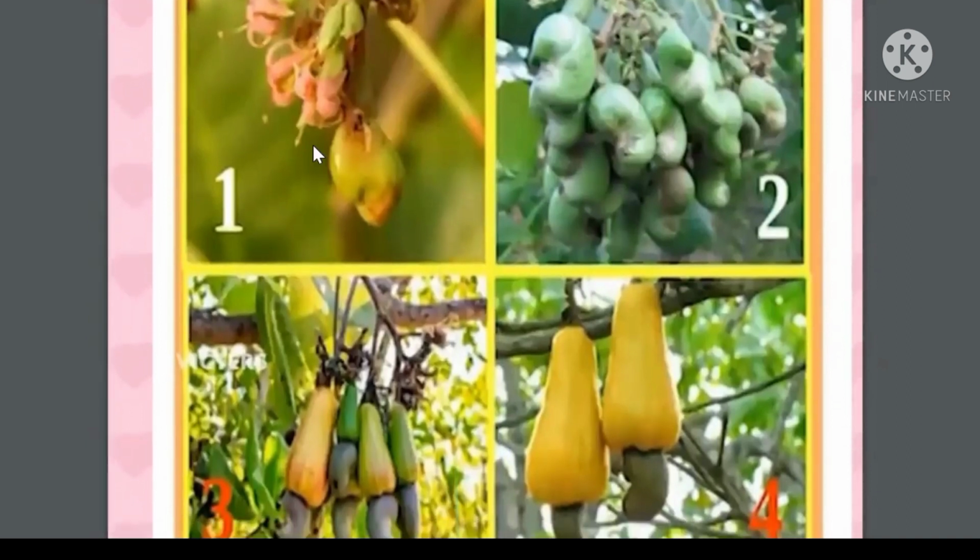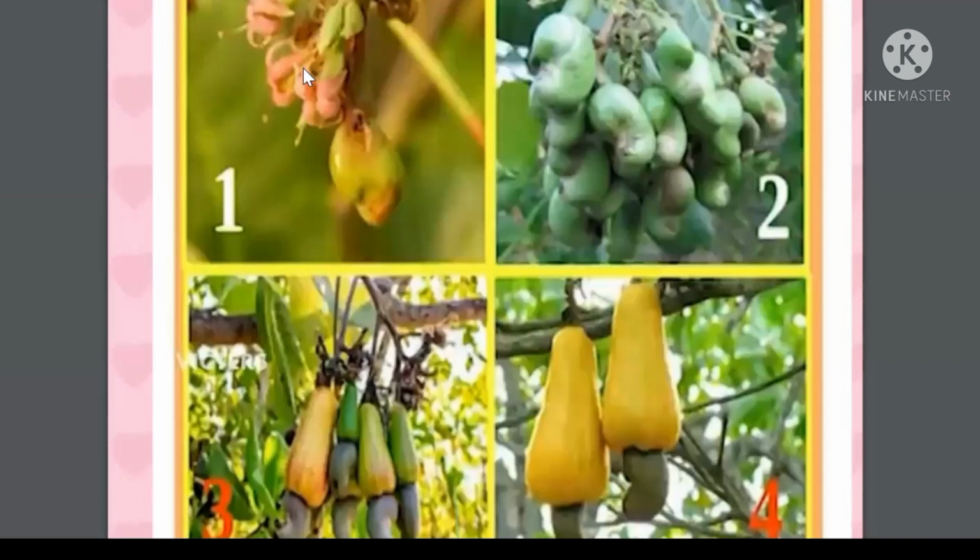4 sections here. First one flower, now second portion, third portion, fourth picture. Same. Which type of fruit formation is happening here? And what is this? Cashew, no? Very familiar and very sweet seed, cashew.